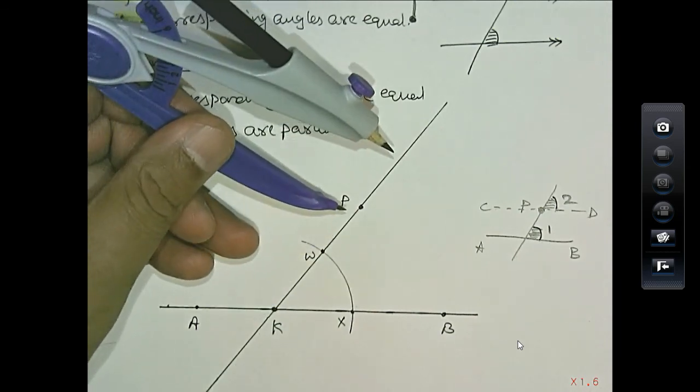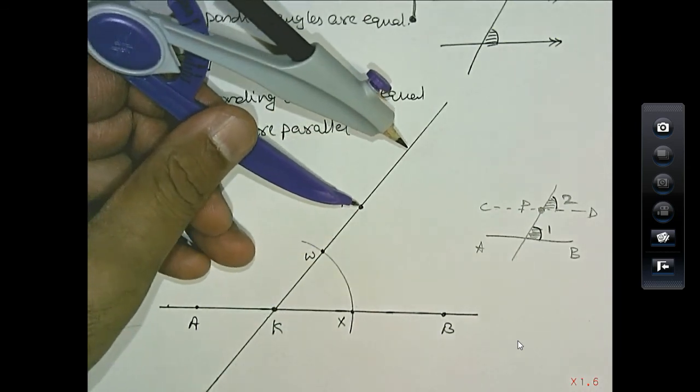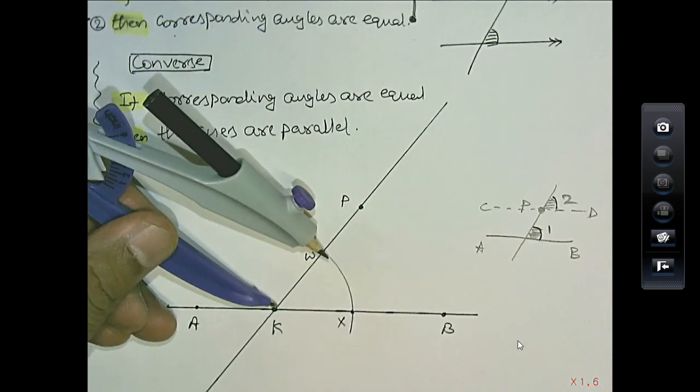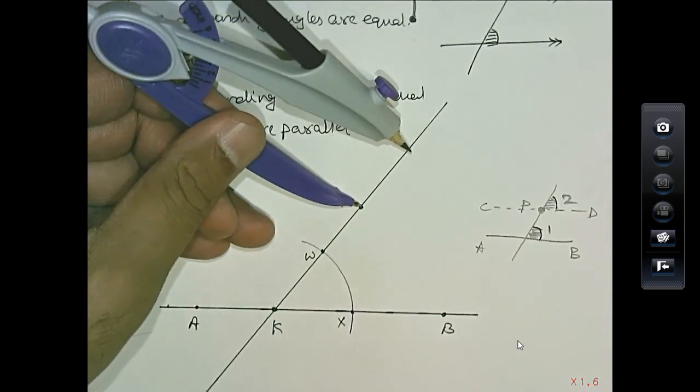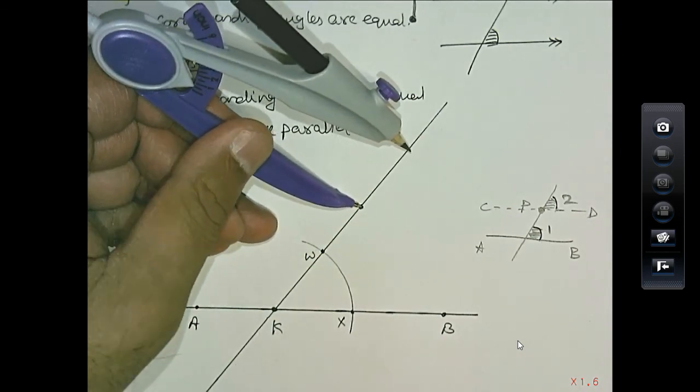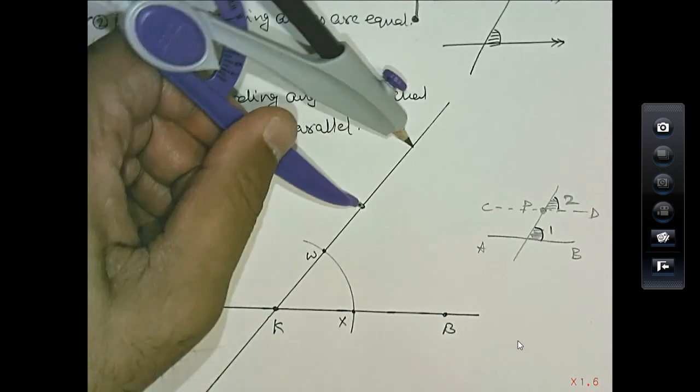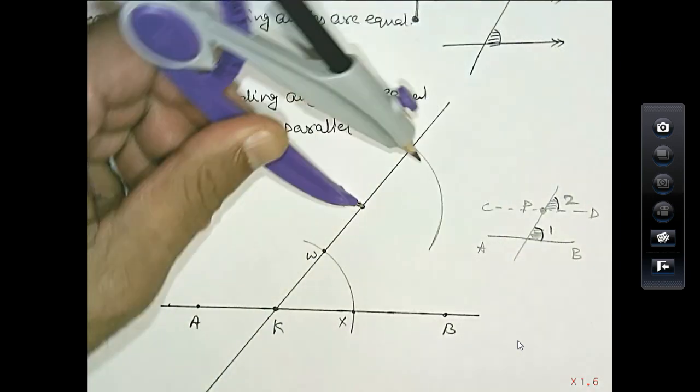Now take the compass tip and place it at P. See that it was at K and now I'm moving to P and drawing an arc.